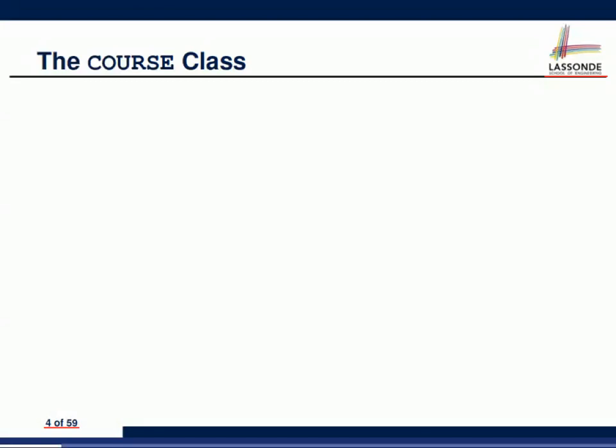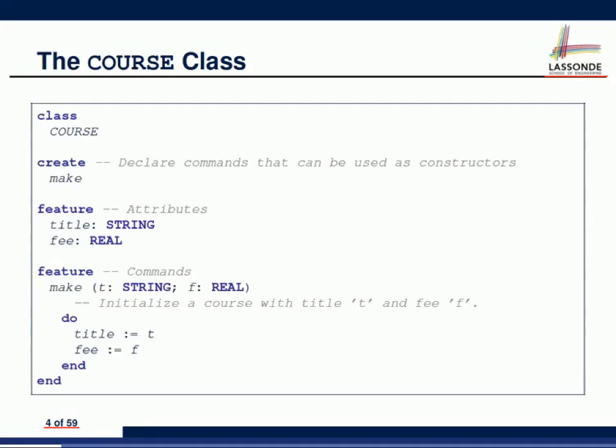So we got a course class over here. Let's say for the course we got title and fee, right? That's basically what you were asking for. So we got course, it got create, make, and now a question for you. According to what we said, what clients can call the make as a constructor?